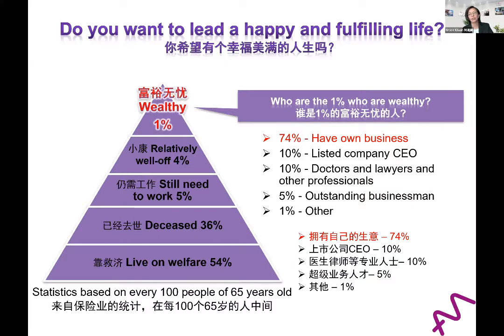And on the right, it shows, wow, this 1% comprises what kind of people? 74% have their own business. That's why it's highlighted in red, because it's a high percentage. What about the second and third? They are CEOs of listed companies, doctors, lawyers, professionals. So only these people get to enjoy a happy and fulfilling life.